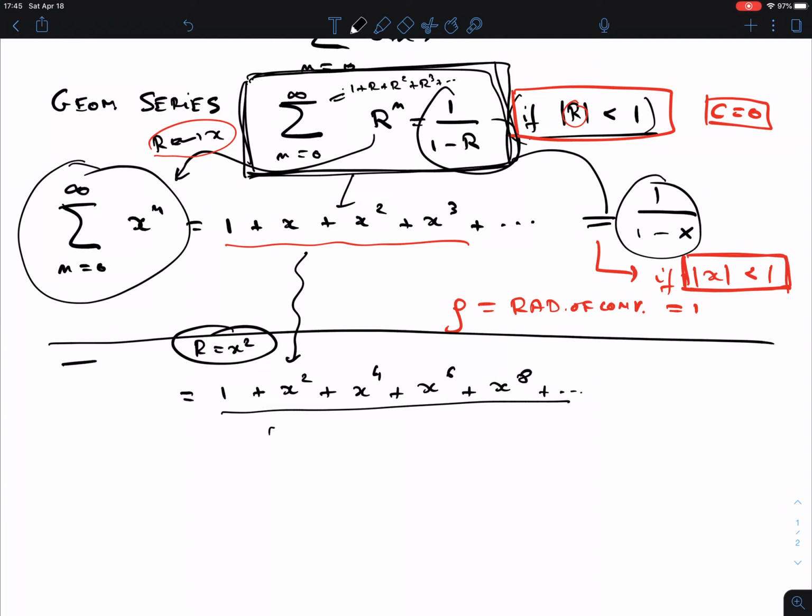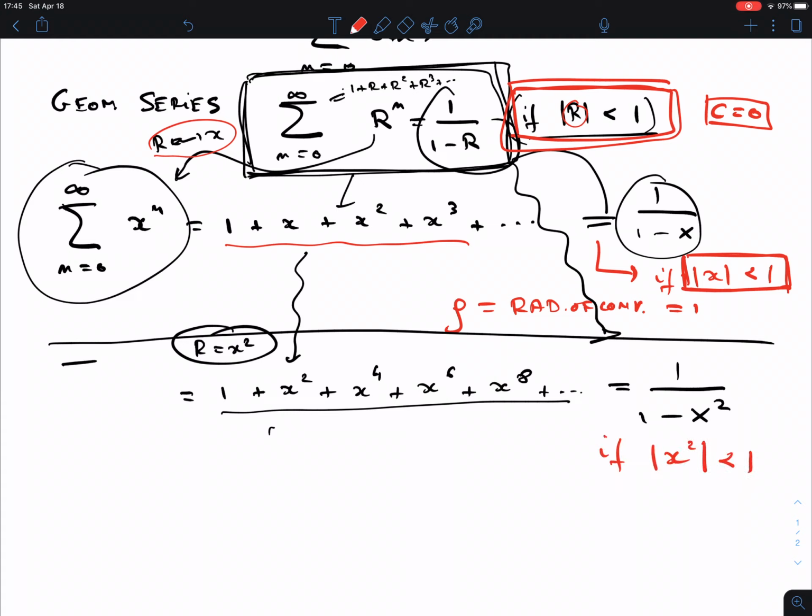So I did this on this side, and I should now replace r by x squared on this side: 1 over 1 minus x squared. But I should also replace it in the condition, so this becomes: if the absolute value of x squared is less than 1. So now we have an expression.